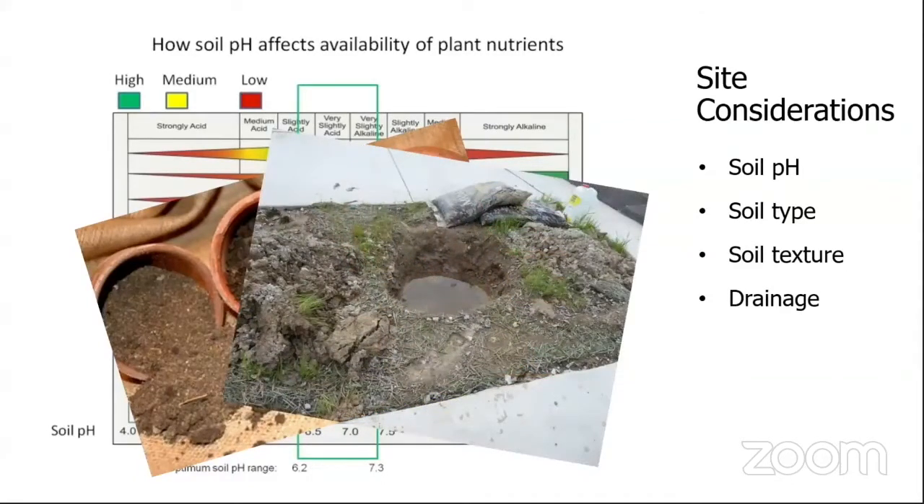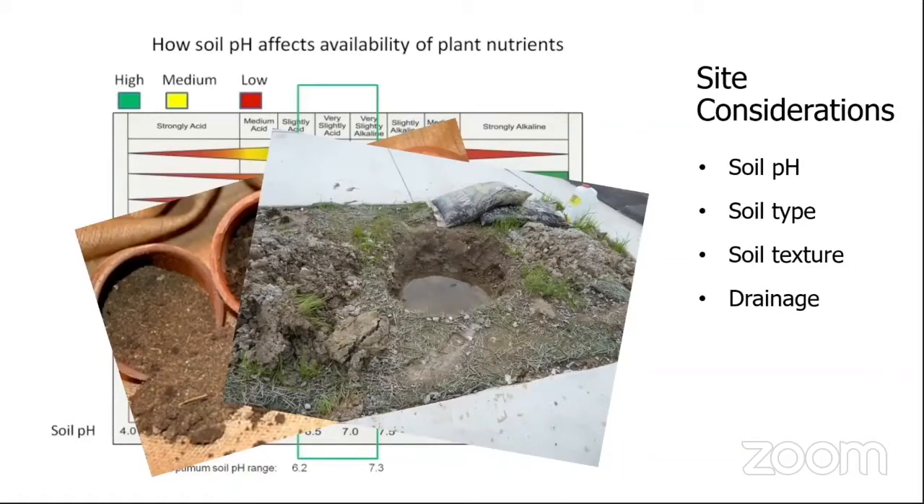Drainage is very important. Nothing likes wet feet. If water doesn't drain or evacuate the root system in a fairly quick time frame, then we can anticipate some problems as far as root rots and fungal organisms which are going to attack the tree.